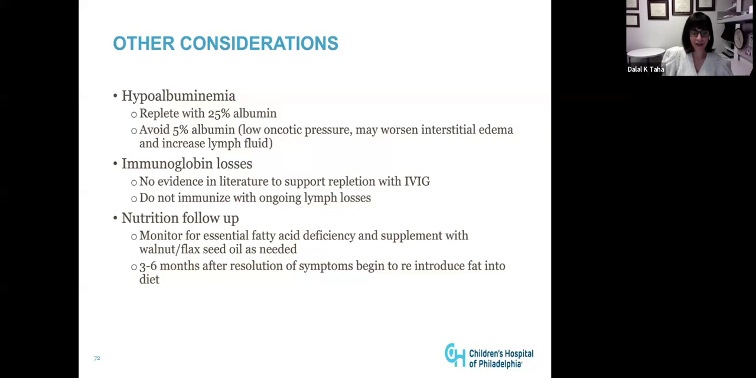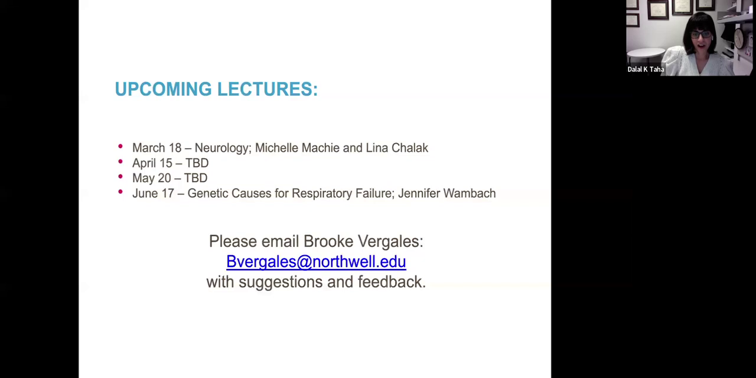And as far as I know, I'm not sure people are following up later in life for our babies to check their immunization status. And then, of course, nutrition follow-up is very important. They need to be monitored for essential fatty acid deficiency and supplemented with walnut and flaxseed oil as needed. And typically 3 to 6 months after resolution of symptoms is when fat can be introduced back into the diet. That's all I have for you, and I think we have plenty of time for questions.